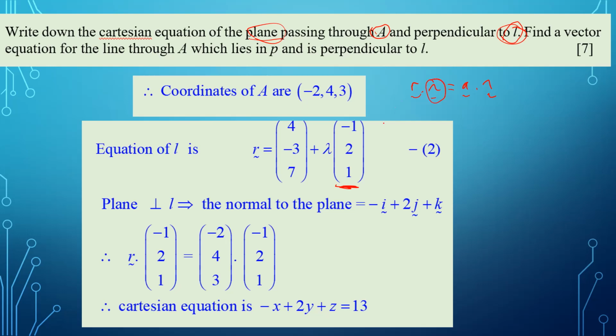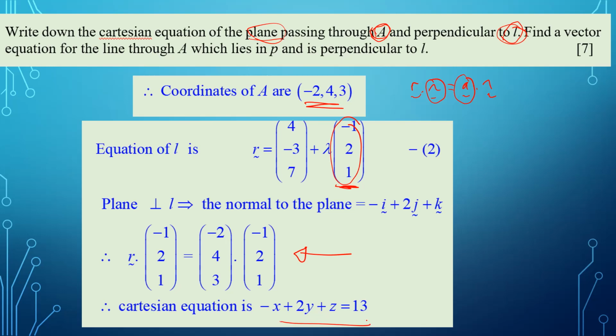The direction vector of the line L must be the normal vector of the plane. So your n must be minus 1, 2, 1. Then it passes through point A. So your point A must be negative 2, 4, 3 that you found previously. So fit everything together, do your mathematics, you should end up with the Cartesian equation of the new plane that you want. Okay, so this is the easy part.